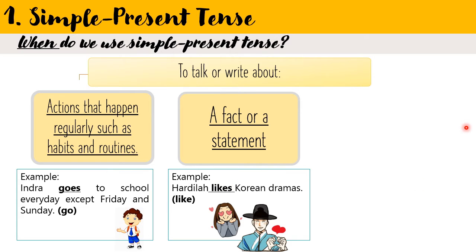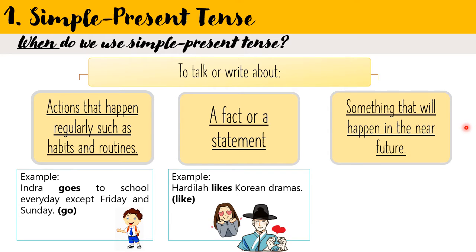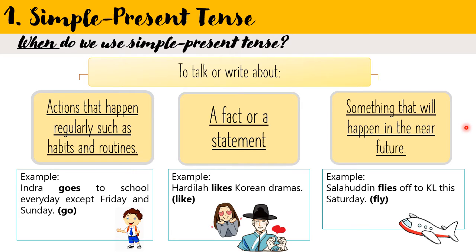Now, when else do we use simple present tense? We use it for something that will happen in the near future. So not exactly now, but it's happening very, very soon, okay? Salahuddin flies off to KL this Saturday. Now, the same thing is happening here because the subject here is only one person. What happens to the verb is there is es, okay? S and S. Okay, all right? So this is what we're going to revise after this.